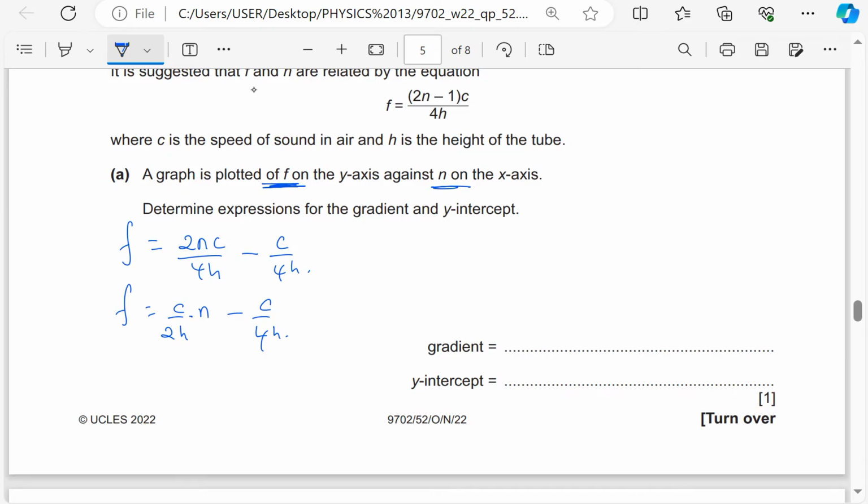So when I compare this with the general equation of a straight line, y equals mx plus c, on the y-axis I have f, on the x-axis I have n, so it means the gradient is going to be c divided by 2h, and the y-intercept is going to be negative c divided by 4h.